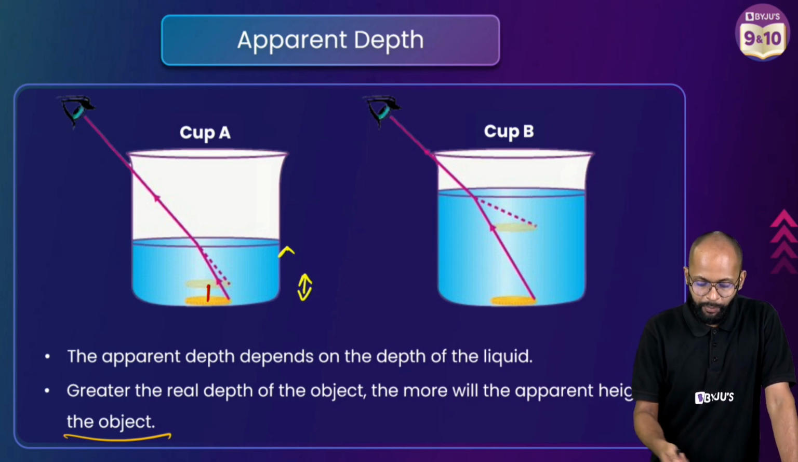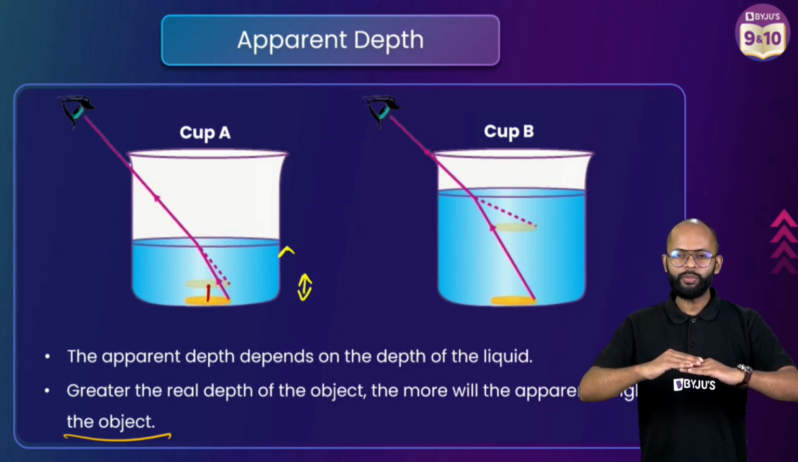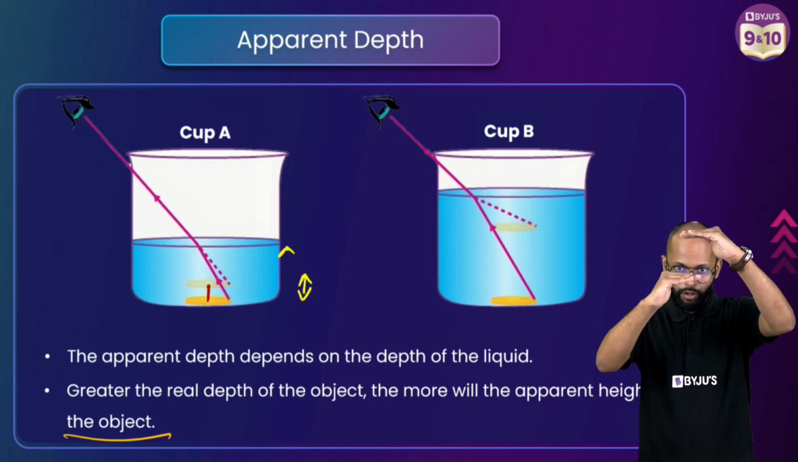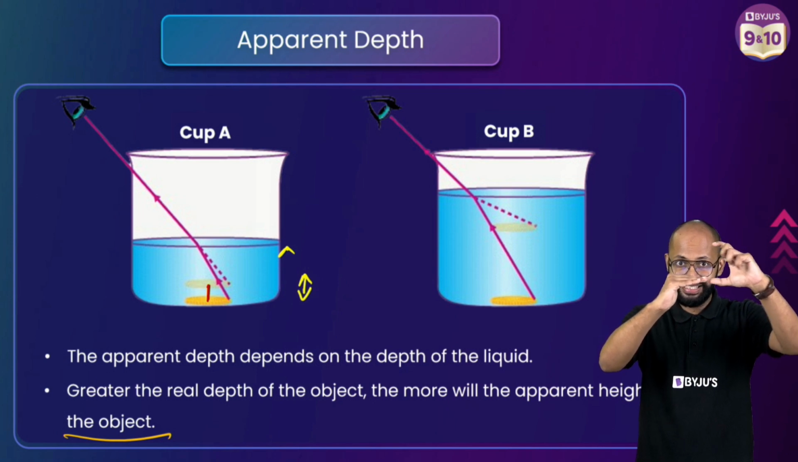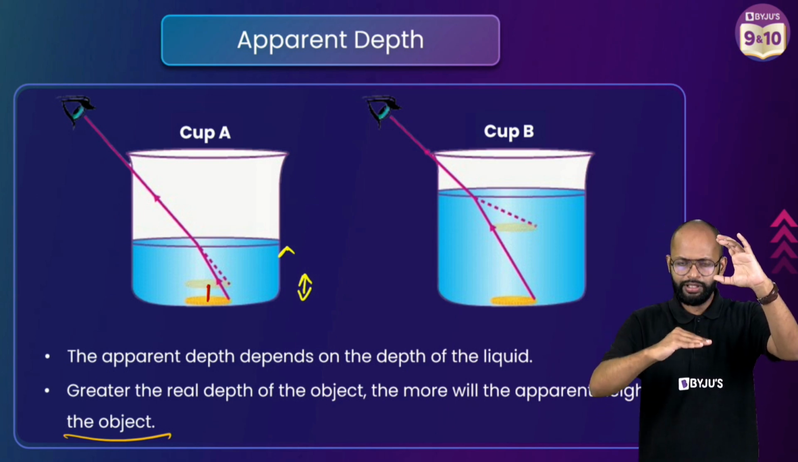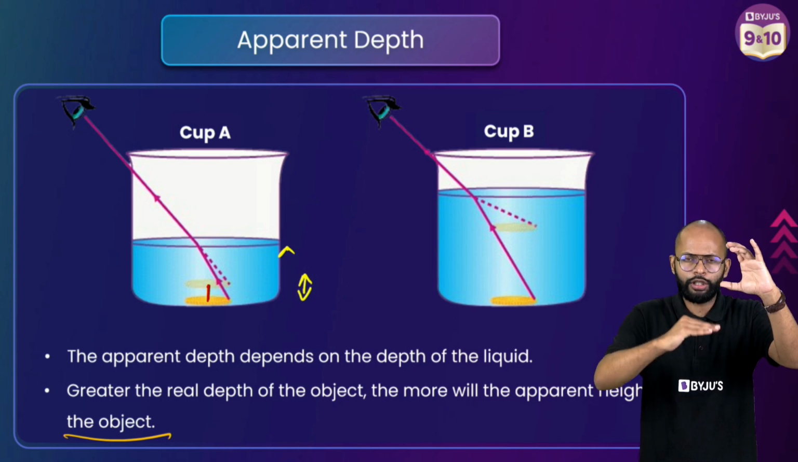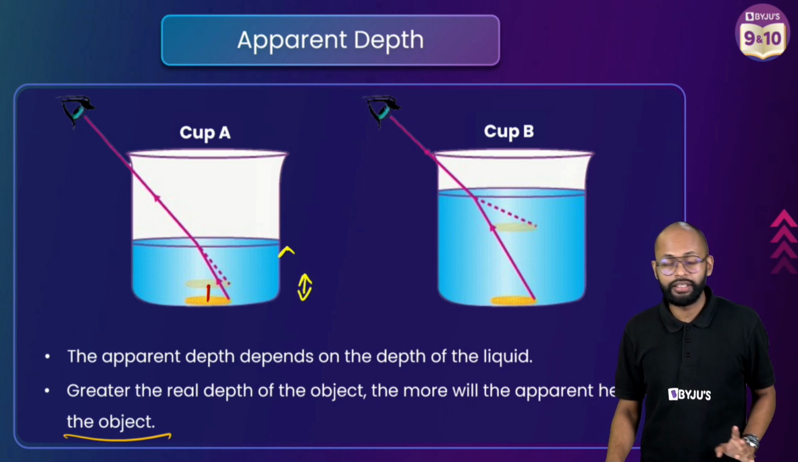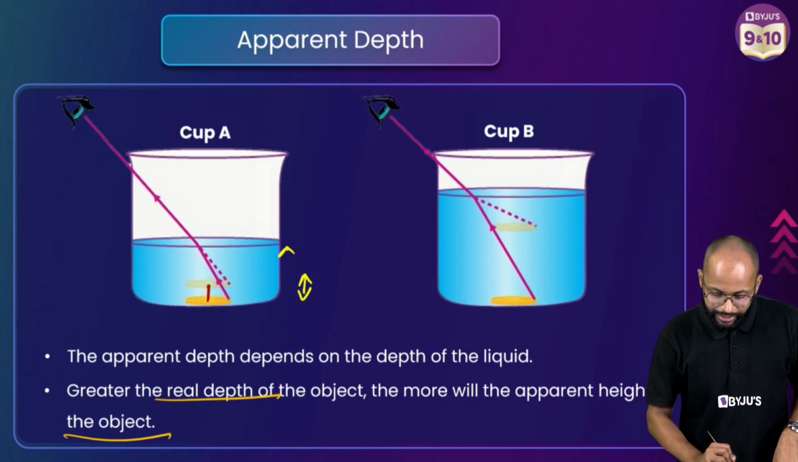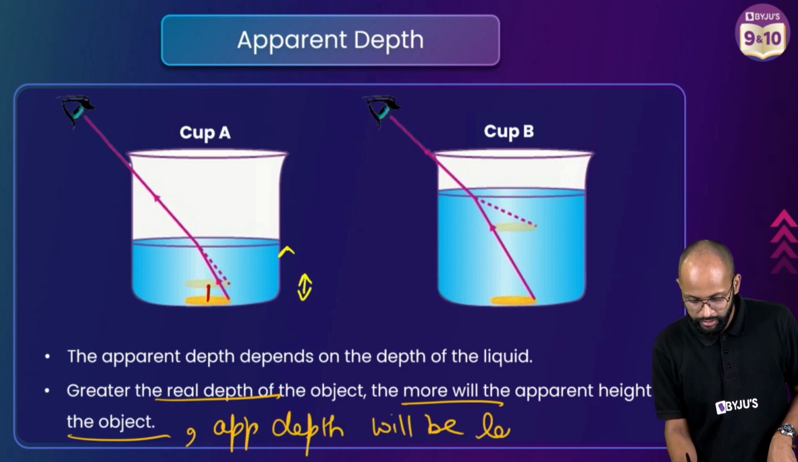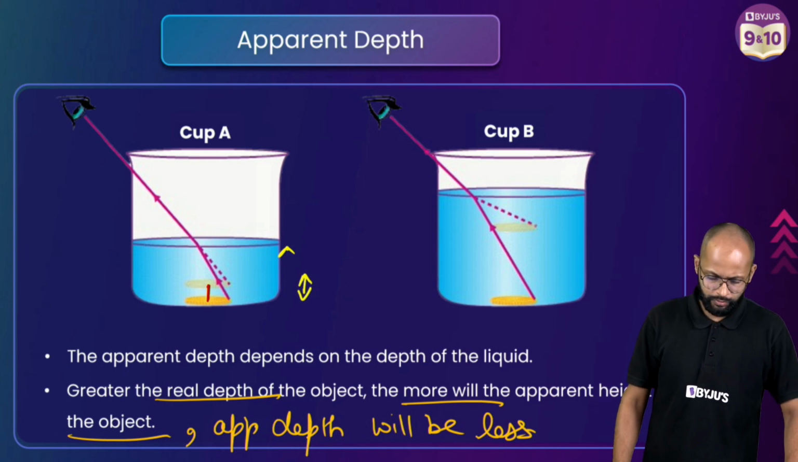I'm telling you, apparent height, if this is my real depth, how much above it the apparent position is, this is the apparent height. But from the level of water, how deep this apparent position is, this is the apparent depth. So if real depth increases, the apparent depth decreases. Why? Because the apparent position is moving closer and closer to the surface, no? So apparent depth decreases, apparent height increases. Clear? Don't be confused. Greater the real depth, apparent height will be more, apparent depth will be less. All right, clear? All right, chalo, let's move forward.